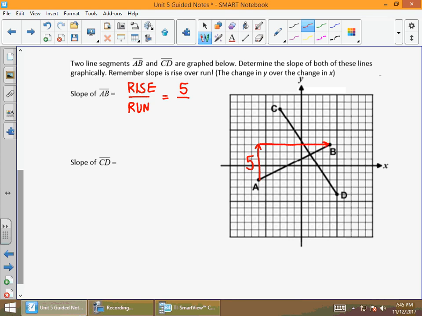Now I just count my run. 1, 2, 3, 4, 5, 6, 7, 8, 9, 10. That is a run of 10. Again, rising up is positive. Running right is positive. Rising down is negative. Running left is negative. So my slope is 5 over 10, which reduces to 1 over 2.